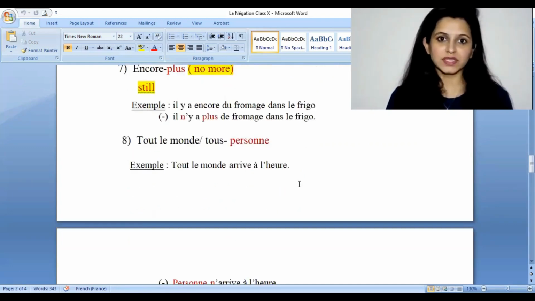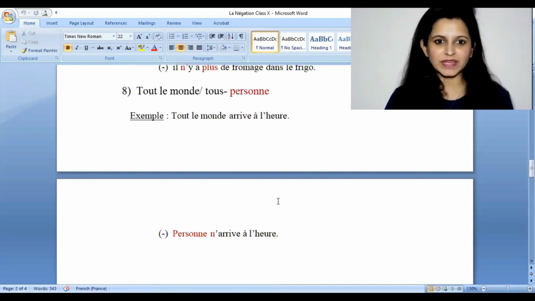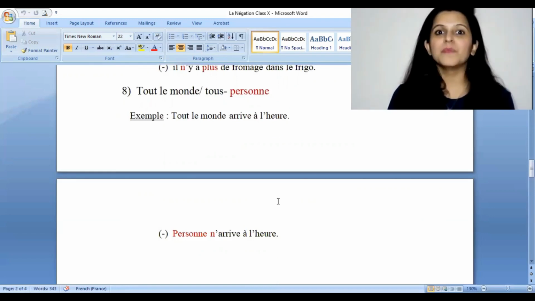Tout le monde. Now, tout le monde is also used for someone. It's used for persons, like everybody. So when we have tout le monde in the sentence, tout le monde arrive à l'heure. Everybody is arriving on time. So when you make it negative, again, no one is arriving on time. And what was no one? Personne. Yes, correct. Personne n'arrive à l'heure.